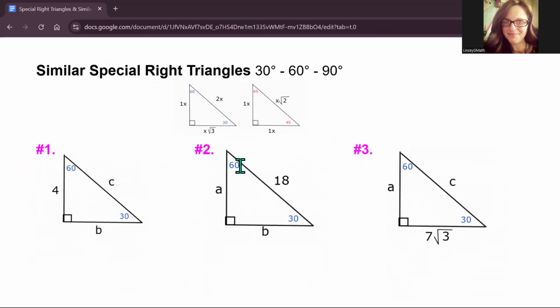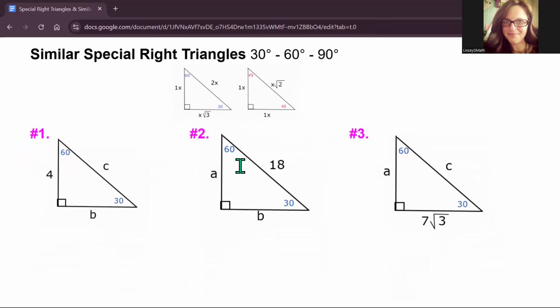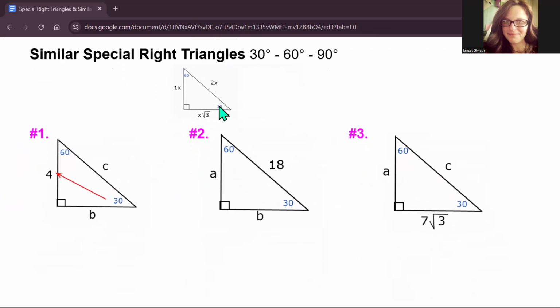Let's focus on the 30, 60, 90 special right triangle. Number 1, solve for the missing sides. We're given the opposite side of 30. The opposite side of 30 is equal to 1 times x, where x is the scale factor. Well, we get x is 4.